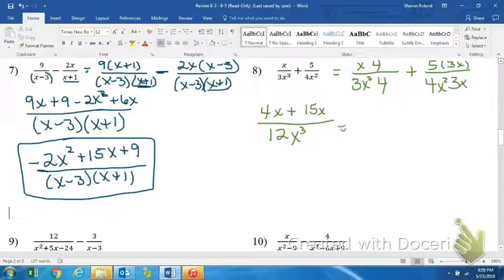And we're going to combine like terms. You have 19x over 12x to the third. And we're going to reduce it. And the only thing that will reduce is the x's. And so 1x goes away, and it changes that 3 to a 2. So you would have 19 over 12x squared.